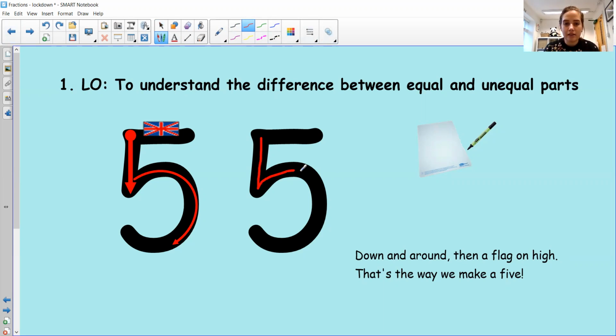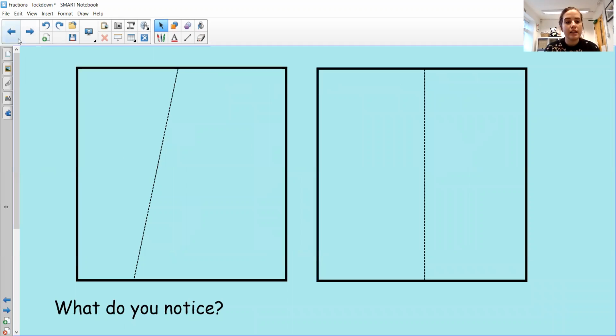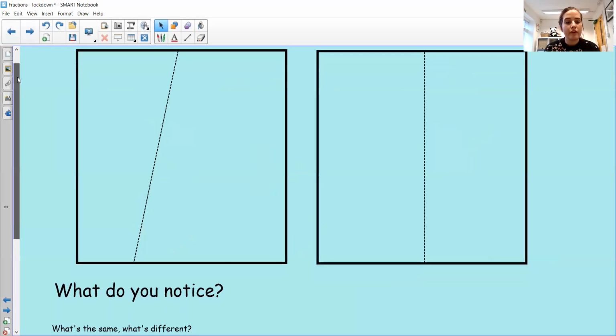I think Mr. Davis is amazing at doing his handwriting. Down and around, then a flag on high. We've got our flag here. That's the way we make a 5. So pause the video now and have a go at that on a sheet of paper in front of you, or if you're really lucky, using a small whiteboard and a pen. Brilliant stuff. Lots of practice of forming 5s.